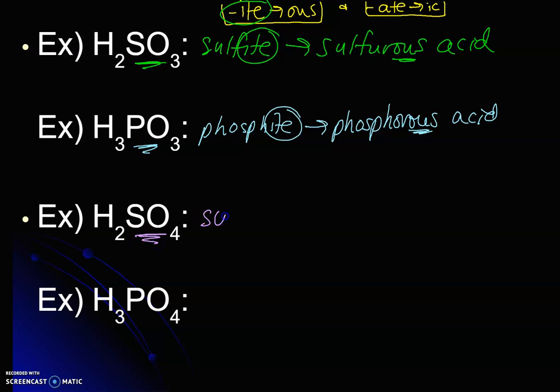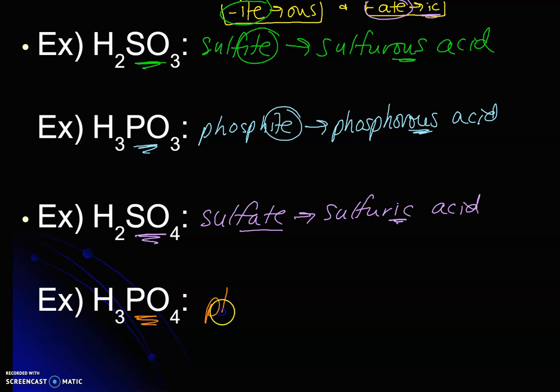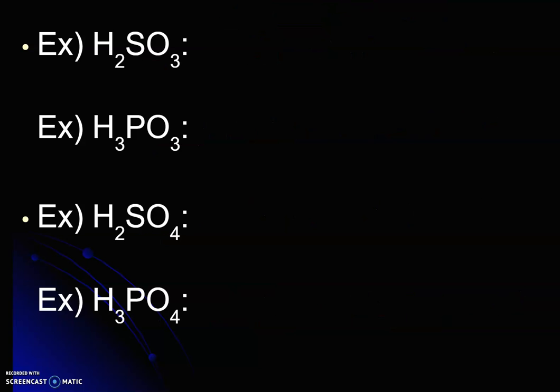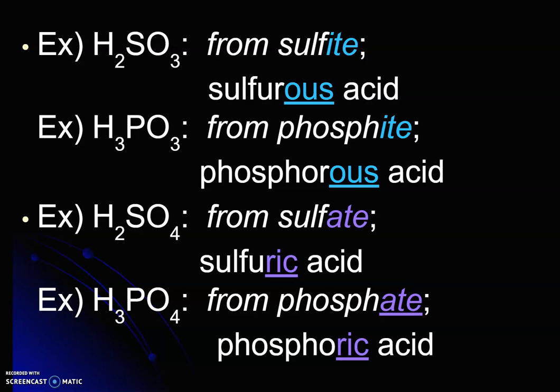H2SO4. SO4 is sulfate. I ate the whole thing, I got sick. So this becomes sulfuric acid. And then lastly, we have our PO4. So this is phosphate. So this becomes, I ate the whole thing, I got sick, phosphoric acid.